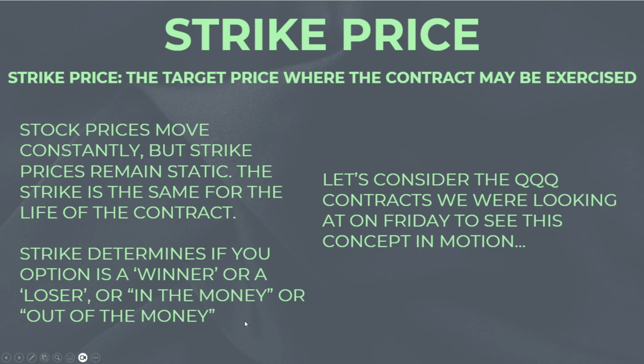But a winner is basically in the money and a loser is out of the money. In the money means that you can exercise your options contract, and out of the money means that it just kind of becomes useless and you kind of lost out on the play. So let's consider that QQQ contract that we were looking at on Friday to see this concept in motion, more specifically the strike price in motion.